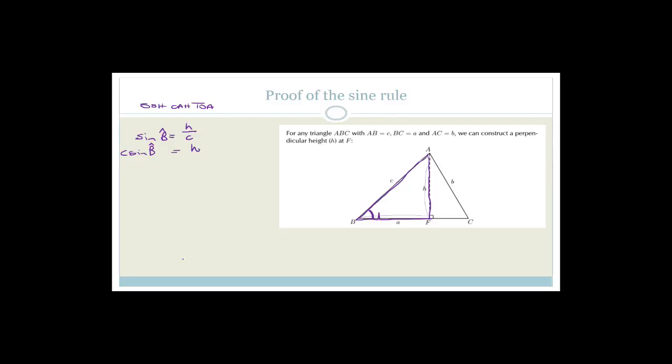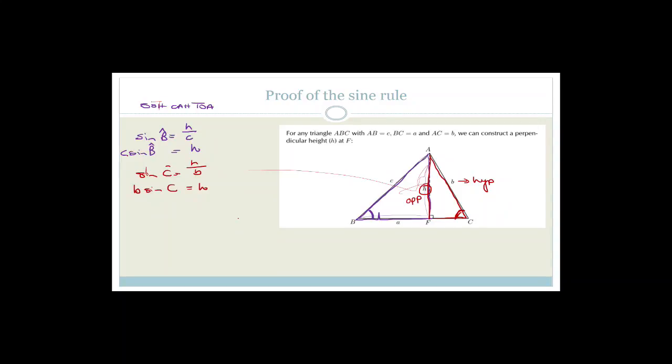But now, if we look at the triangle on the other side, let's make that red. If we look at the red triangle, and we look at this angle and we say sine C. Well, sine C is what? It's opposite over hypotenuse. H is the opposite side of angle C, and B is the hypotenuse. So it's going to be H over B. Again, if I solve this, I then have B sine C is equal to H.